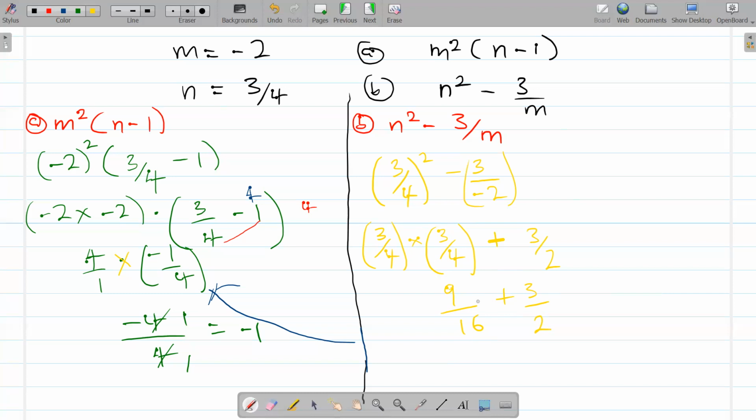Perfect. So now we are at this stage, right? Good. Looking at 16 and 2, what's the highest common factor? 16. Yes. So we put 16 here. 16 going into itself 1. 1 times 9 is what? 9. Okay. 2 goes into 16 how many times?